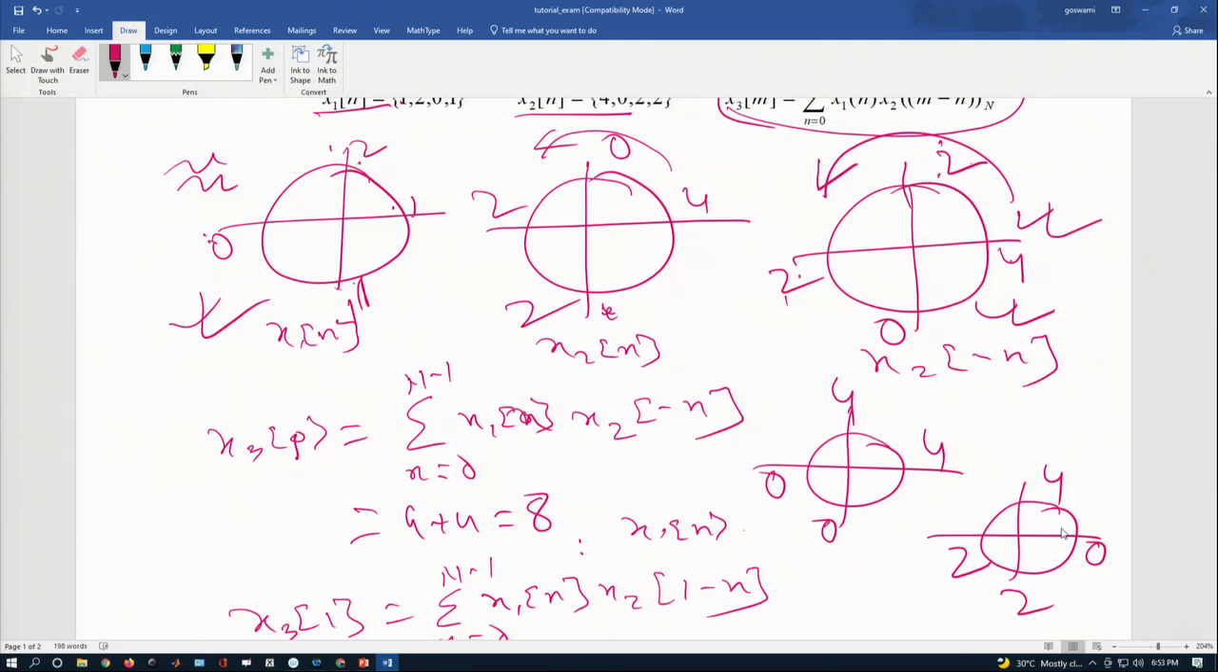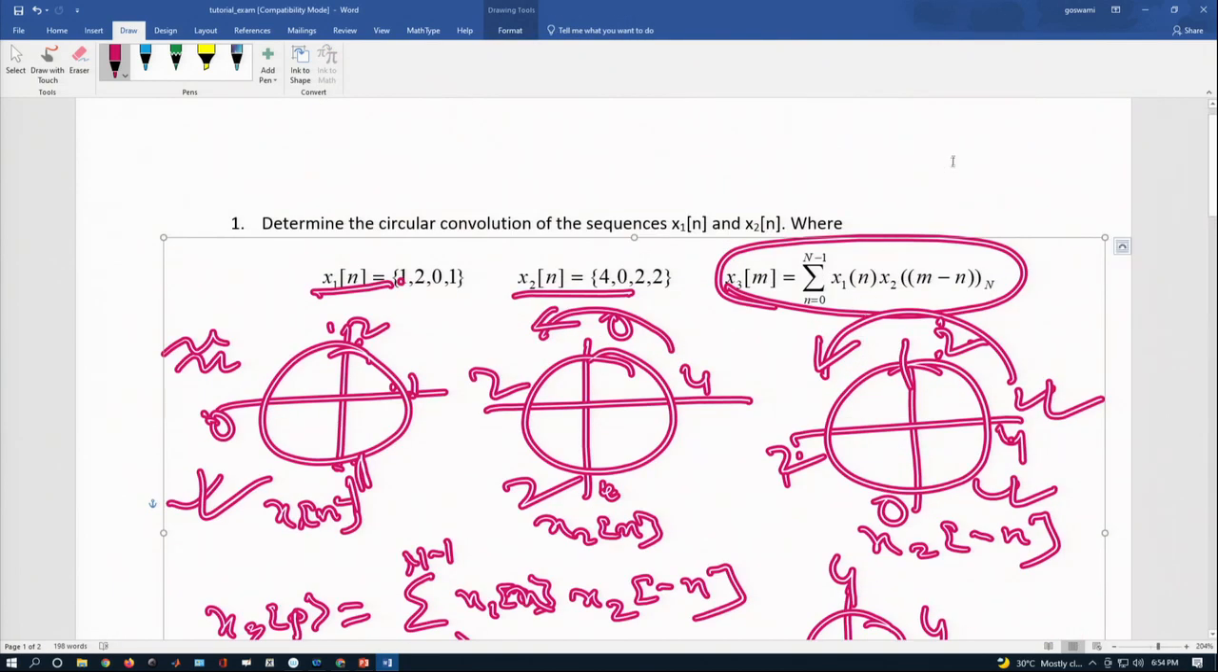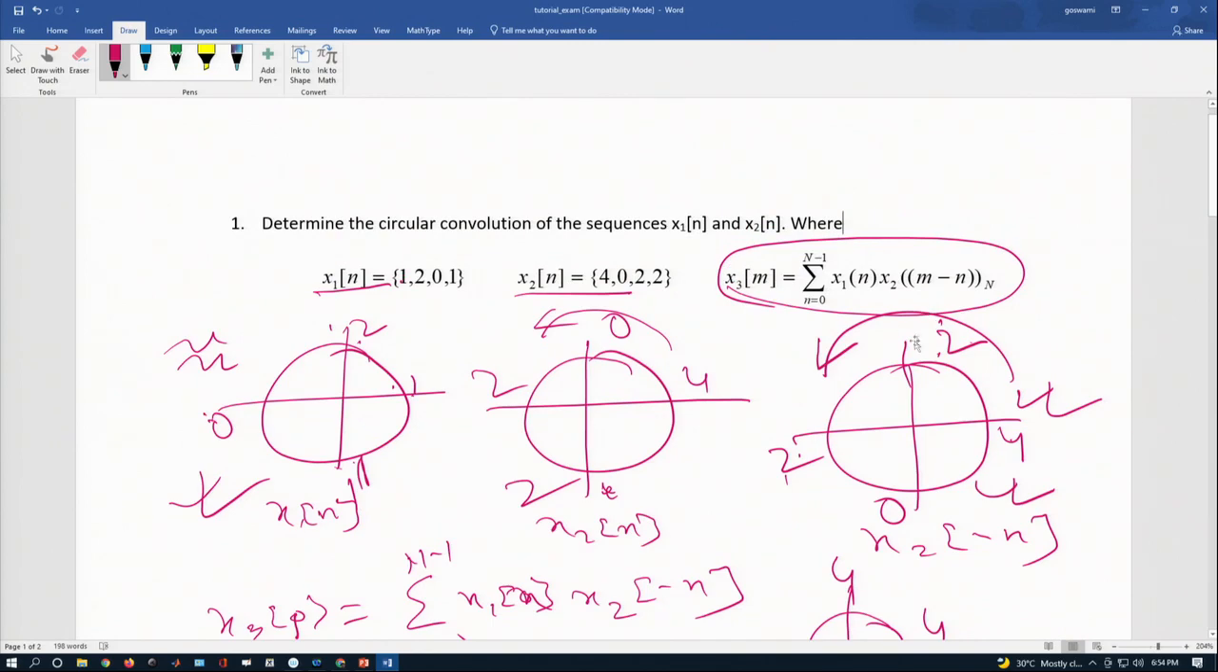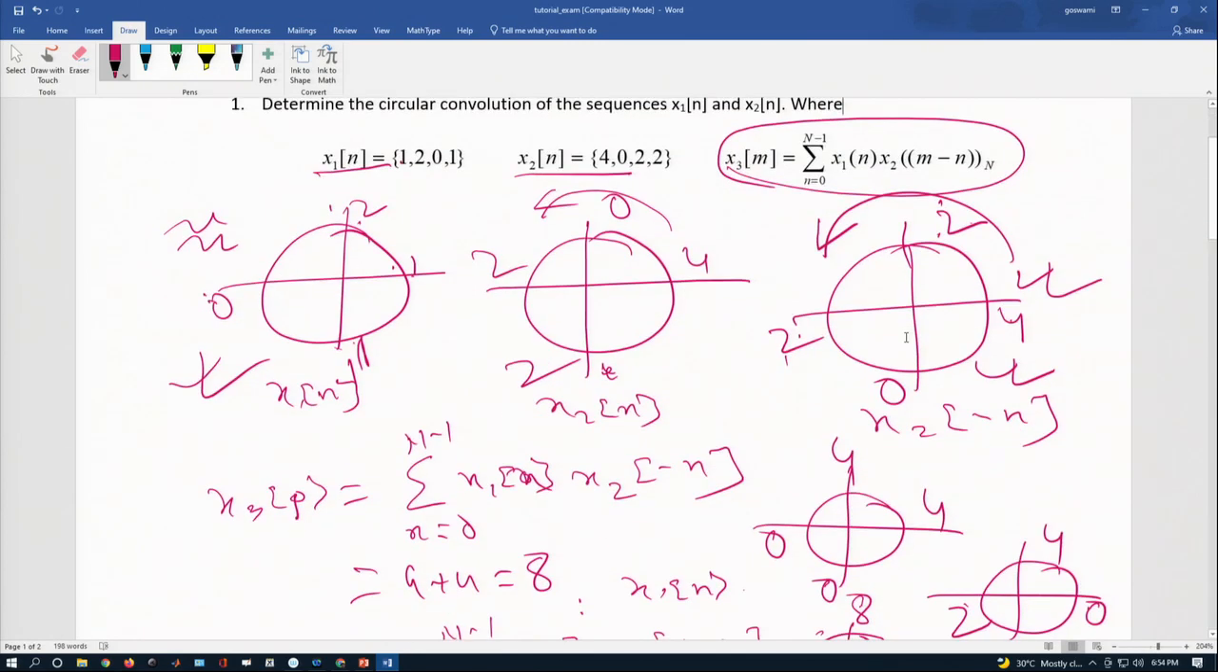Then it is the product. So, what is the product sequence? 0 multiplied by 1, 0. 4 multiplied by 2, 8. 2 multiplied by 0, 0. 2 multiplied by 1, 2. So, it is nothing but 8 plus 2, 10. So, you have to compute it, then choose the correct option. In the question paper, you have to compute it and then choose the correct option.